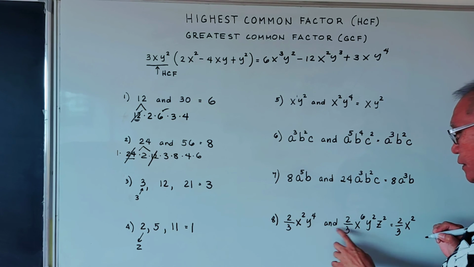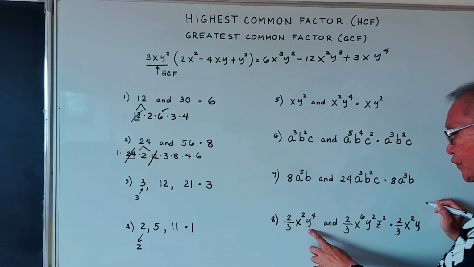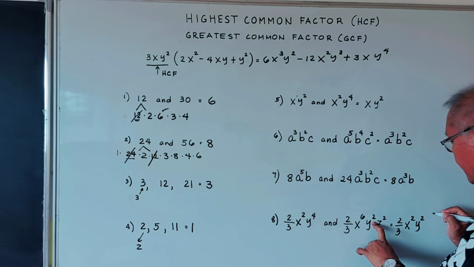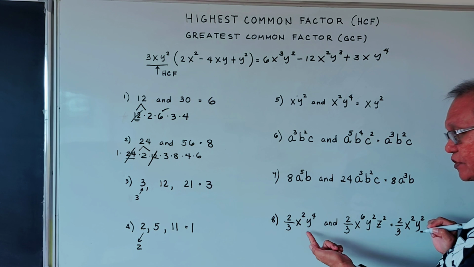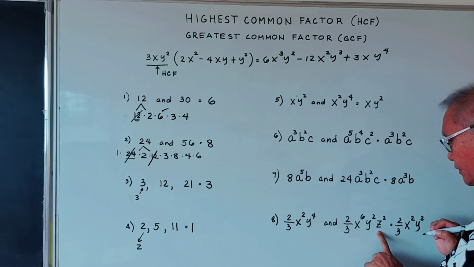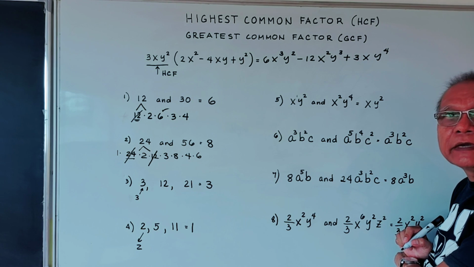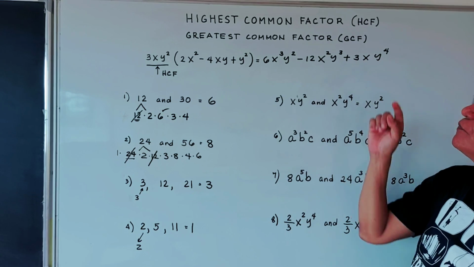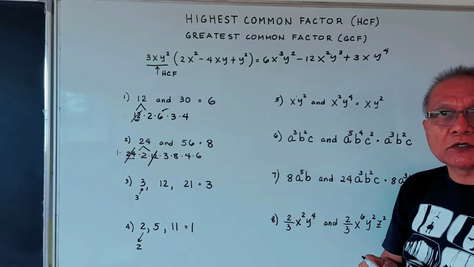We have a y here, we have a y here, then we choose the y. This one is y to the fourth, this one is y squared, so we choose the lesser exponent, which is 2. We have a z squared here, but we don't have the z squared here. Therefore, the z squared is not included in our HCF. And that is how to determine the highest common factor, HCF, or the greatest common factor, GCF.